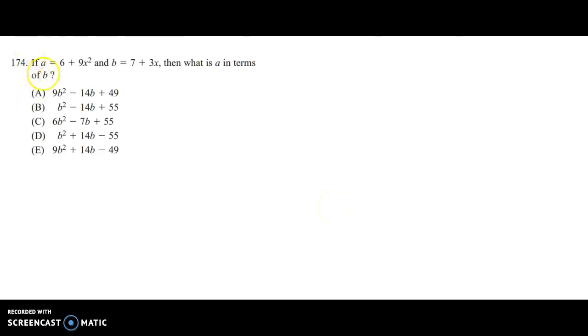Okay, so it says 174. So if we have A is equal to this thing, and B is equal to that thing, they say, what is A in terms of B? So essentially, we have A is equal to something, where when they say in terms of B, what that means is that the only variable we want in the squiggly portion is B. But in the original writing, we have an x in there. So basically, we're going to have to somehow swap in a B for that x squared.